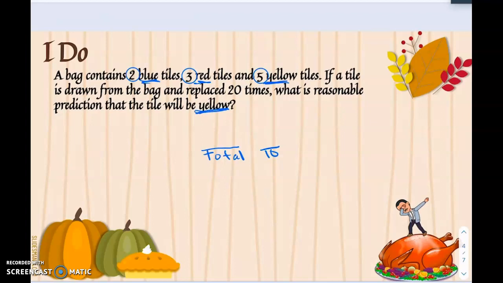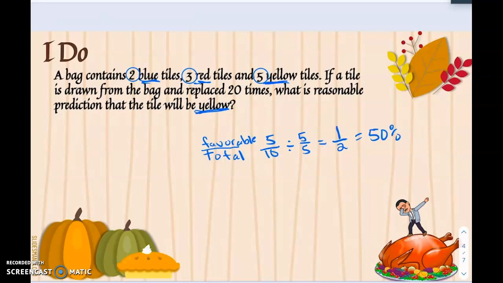Therefore, my favorable outcome that I get a yellow will be 5 out of 10, which I can simplify by dividing both the top and the bottom by 5. 5 divided by 5 gives me 1, and 10 divided by 5 gives me 2. So my probability of drawing a yellow tile is 1 out of 2, or also a 50% possibility.